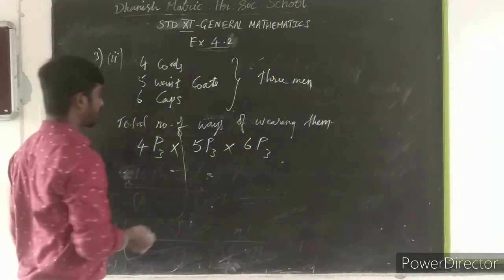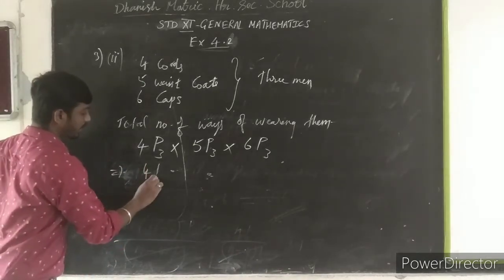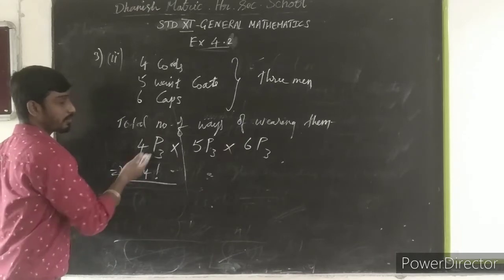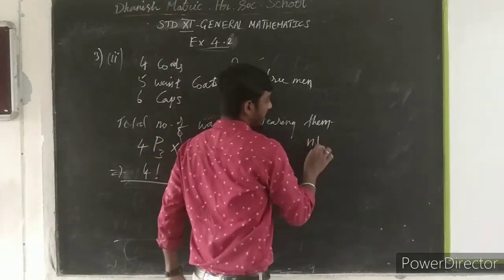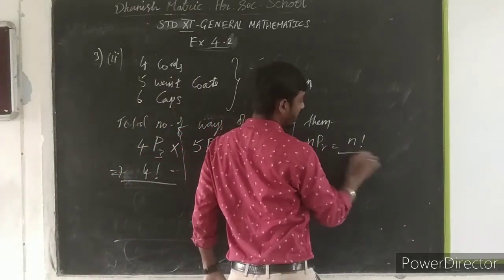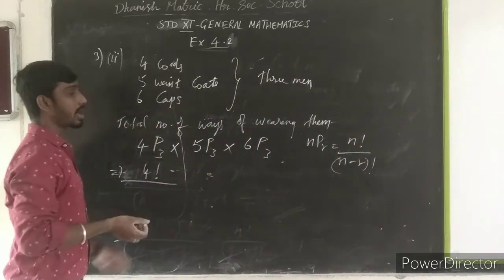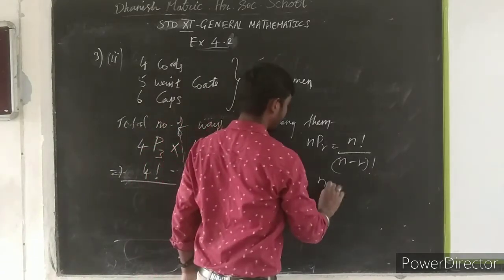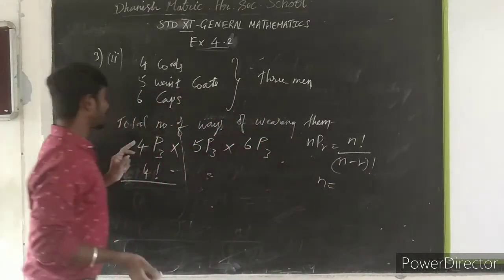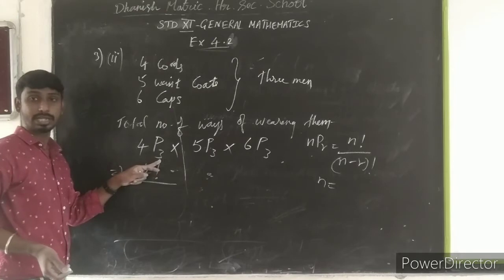So we write 4 factorial divided by... For using the formula, what is the formula here? nPr equals n factorial divided by (n minus r) factorial. Now using this formula, what is the n value here? Here the n value is 4, and the r value is 3.